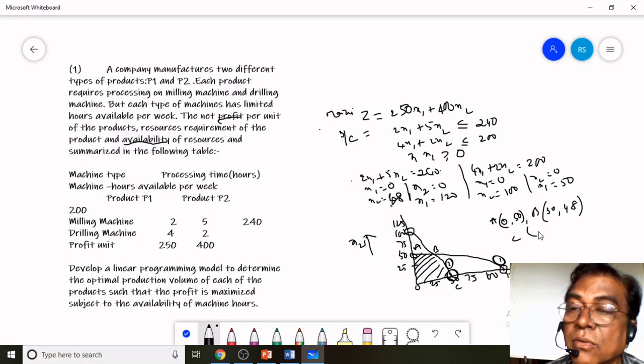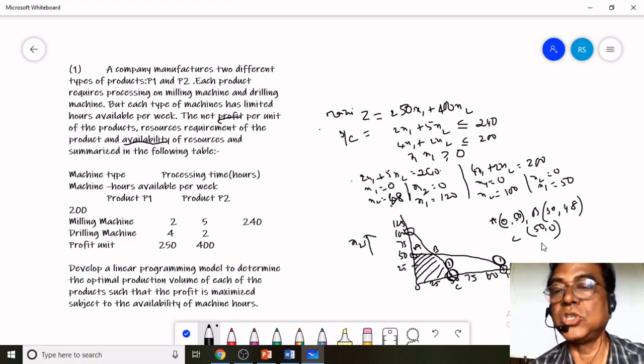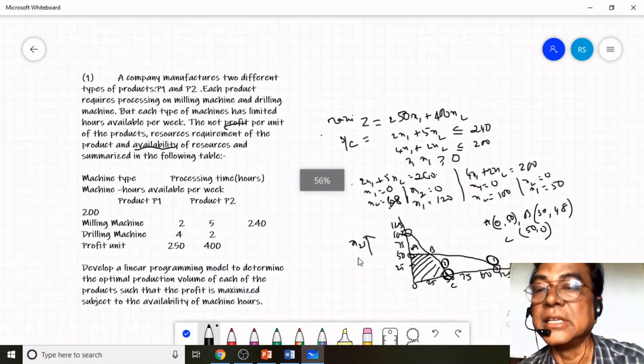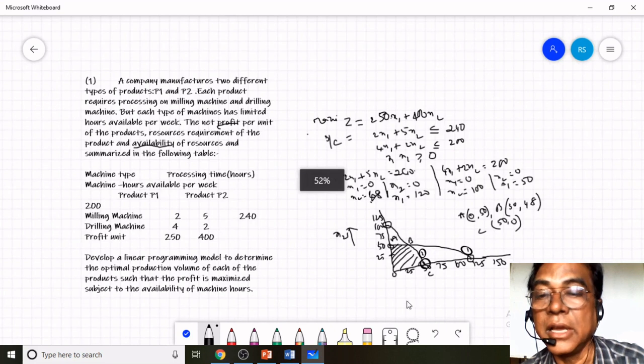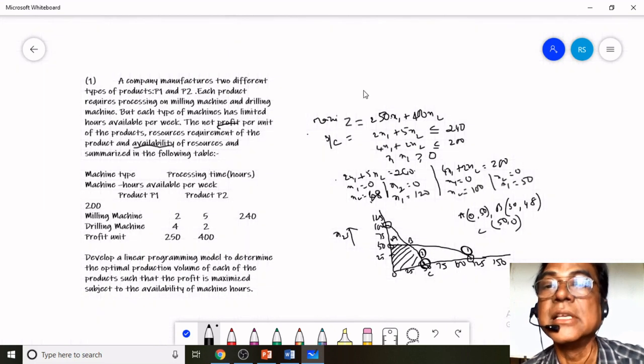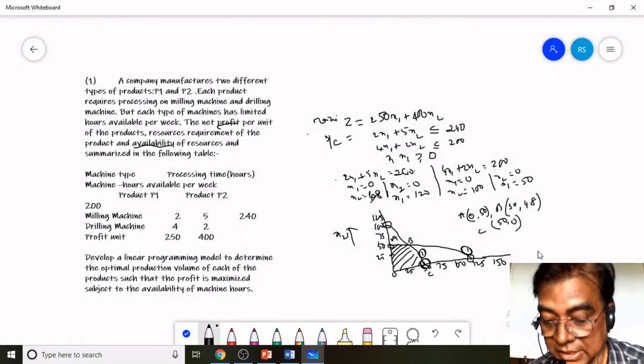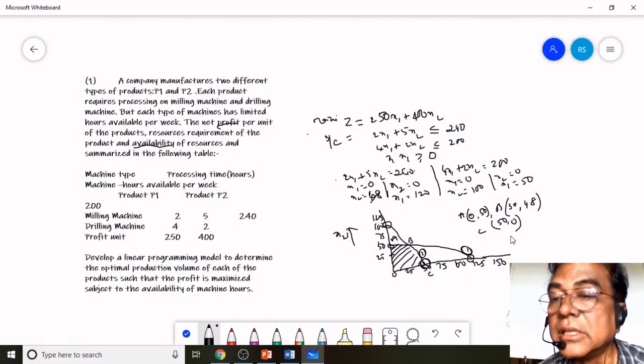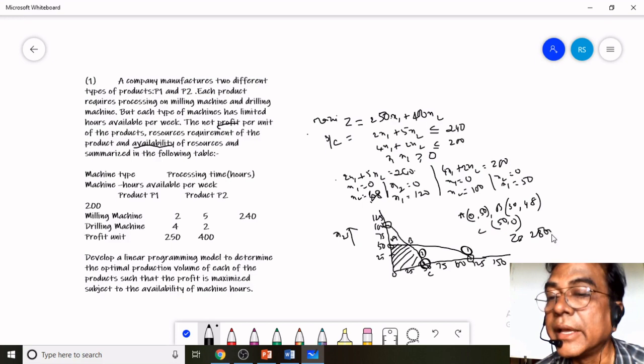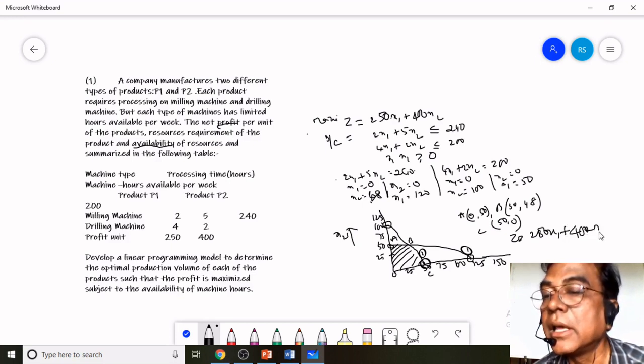C is equal to 50, and this is 50 comma 0. Take all the values and substitute them in the z equation. Take this value of z. Z is equal to 250 x1 plus 400 x2.